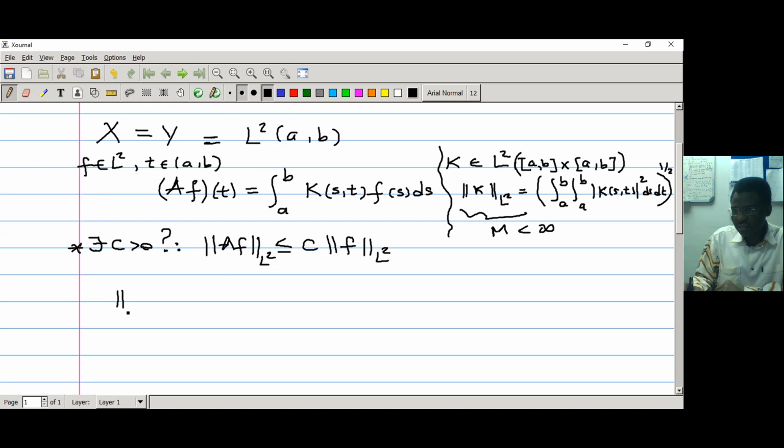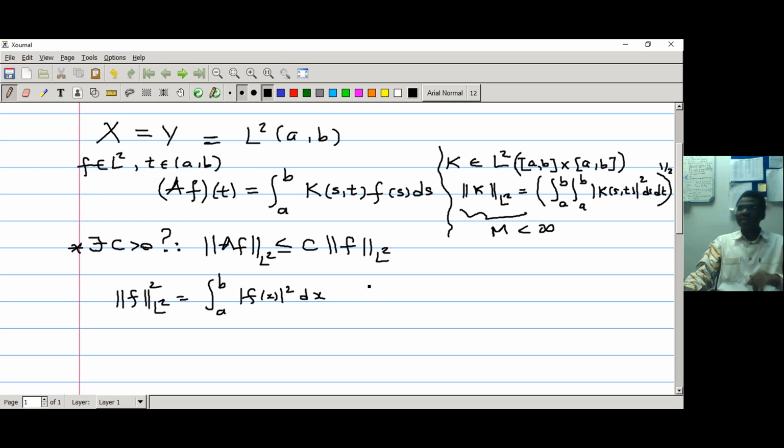Remember the two norm of a function f, of course, is similar to this one. If it's a function of one variable, like in this case, you can even use the square so that you do not apply the square root, you just square that. So this is the integral from a to b of the absolute value of f of x, square, dx. That is what we write.